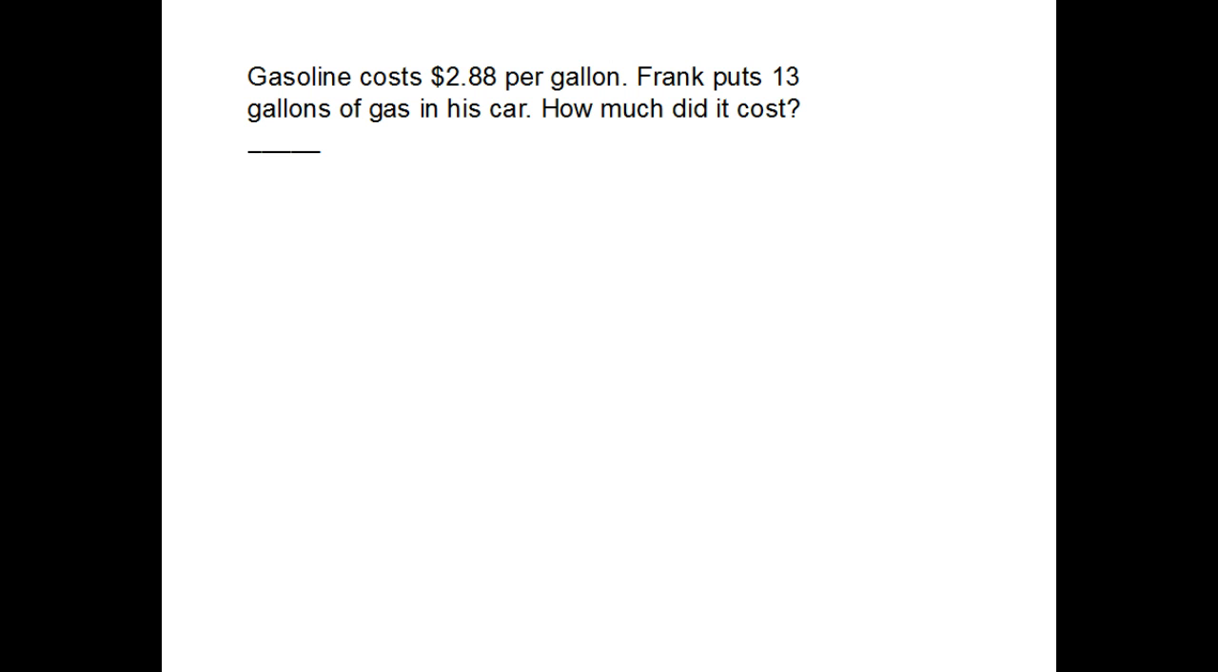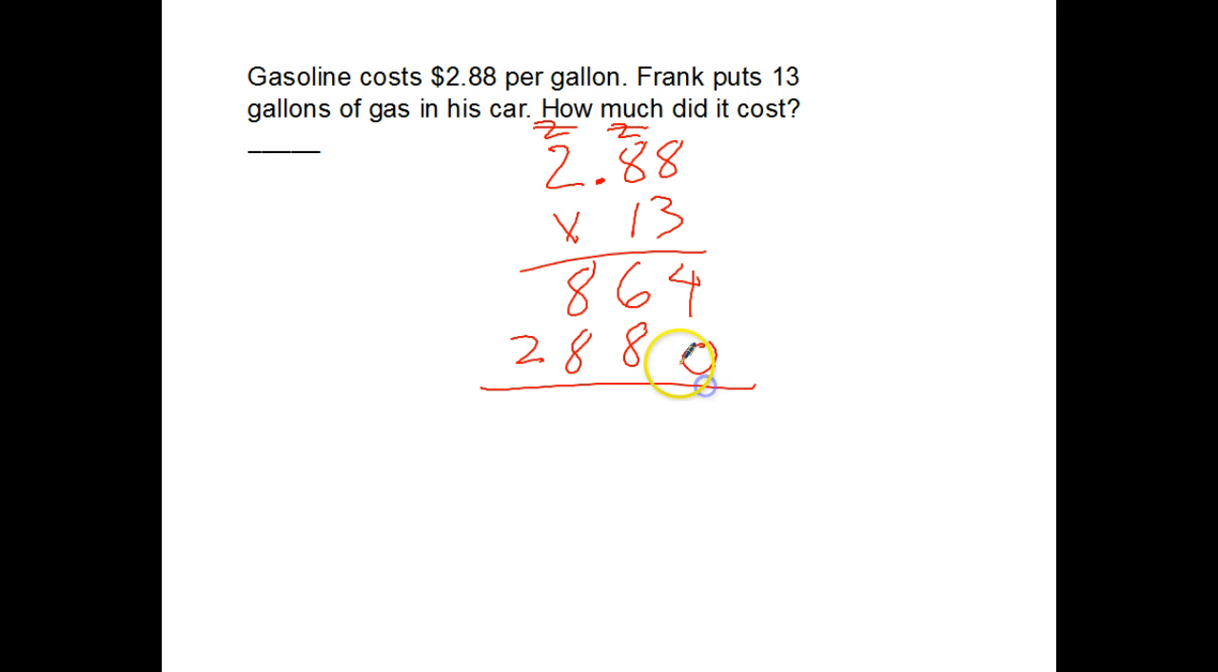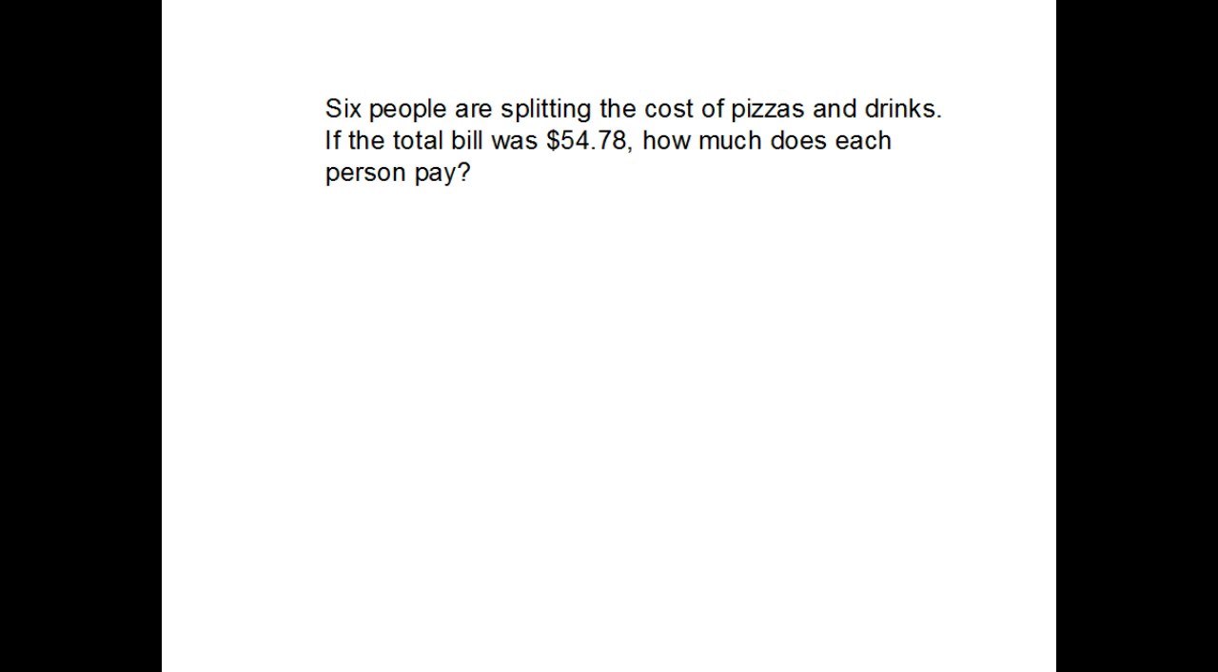Got some story problems. Gasoline costs $2.88 a gallon. Frank puts 13 gallons of gas in his car. How much did it cost? I'm just taking the 288 times 13, 24, 26, 6, 8, Marco, Polo. I got an 8, 8, and a 2. Add them up. 4, 14, 16, 17, 3, and I had to go over 1, 2 spots with my decimal, 1, 2. Since this is a money problem, it would cost $37.44 for that much gas.